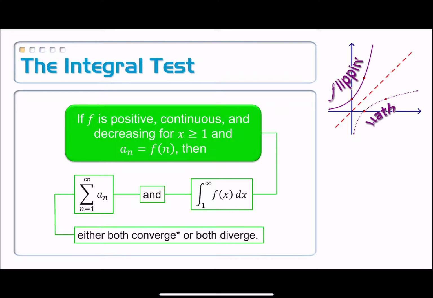So I take a look at the integral. Does that thing converge? If it converges, so does this one. If this thing diverges, if the area shoots off to infinity, then this must shoot off to infinity as well. Because remember, what actually was happening is that we were looking at a set of dots on that graph, and if that area goes off to infinity, we're saying that this thing does too.